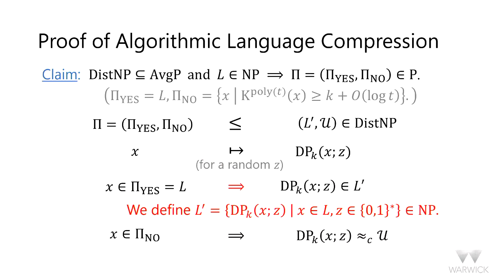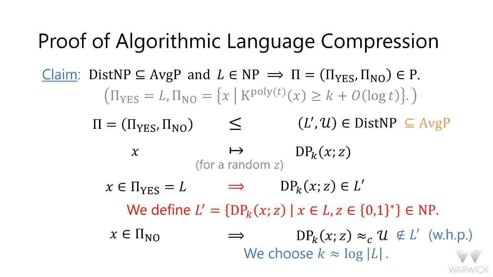Now we also need to argue about the no case. And in the no case, we are guaranteed that you have a high time-bounded Kolmogorov complexity. So by the property of a direct product generator, it's computationally indistinguishable from the uniform distribution. And if we set the parameter k to be sufficiently large, if it's larger than log of the size of the language, we can make sure that with respect to the uniform distribution, it's with high probability a no instance for L prime because the image must be small. So in this way, we can map no instances to no instances of L prime.